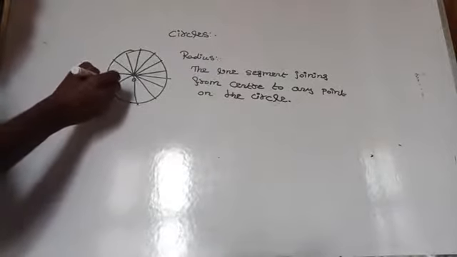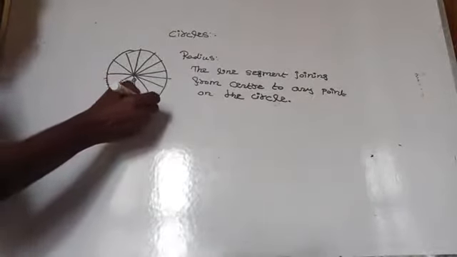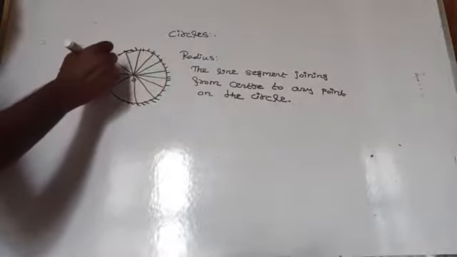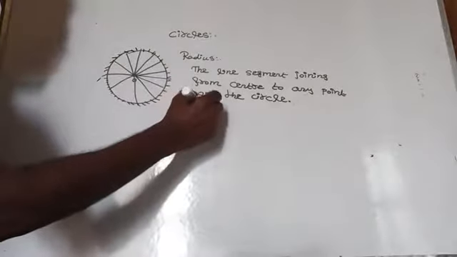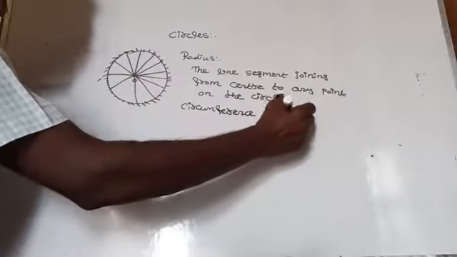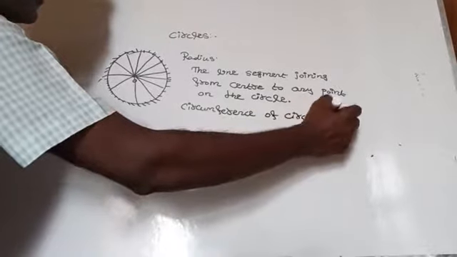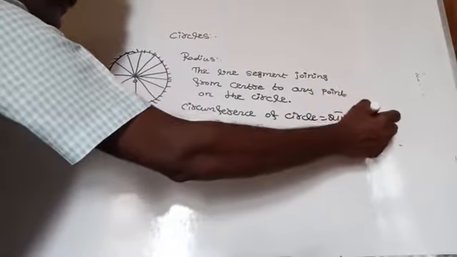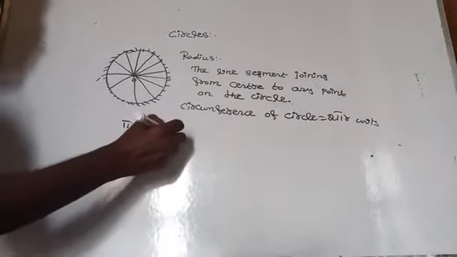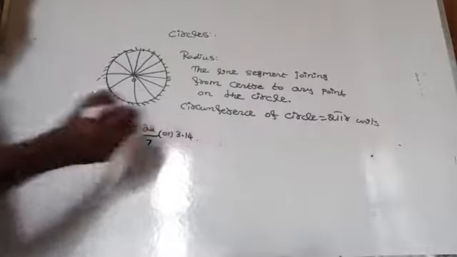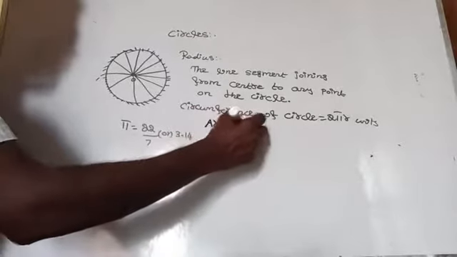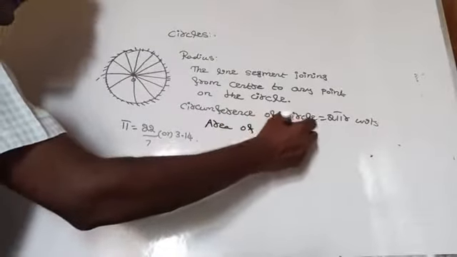Okay, now what is the circumference of the circle? Circumference of the circle is nothing but the boundary of the circle. The formula to find the circumference of circle is 2 pi r units. The value of pi is 22/7, otherwise approximately 3.14. Now area of circle is pi r square units.